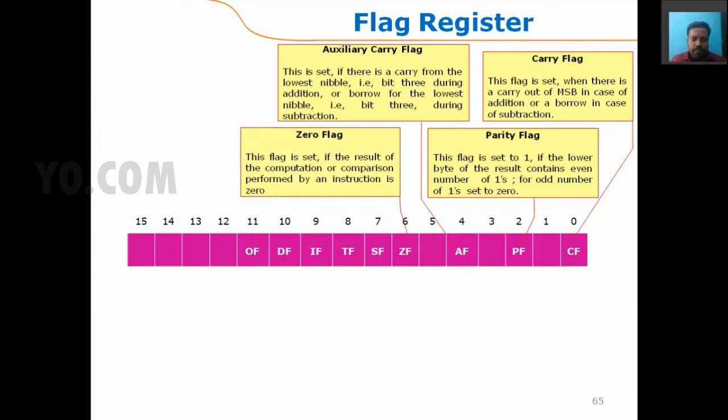Next one is zero flag. Zero flag is set when the result is 0. Okay, so the zero flag is set when the result is 0. So that is the result of computation or comparison performed by an instruction. Okay, so comparison, if you are comparing two numbers and they are the same, the output is 0. With different numbers, the output is 1. So that time it will show whether the comparison result is same or not. Okay, the next one is sign flag. Sign flag is set when the result of the computation is negative.